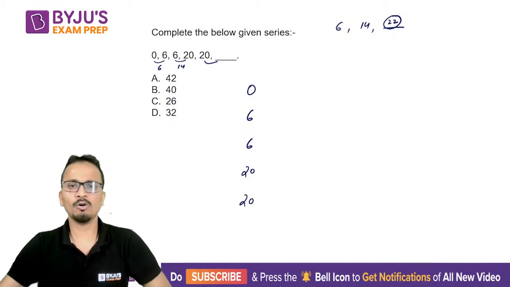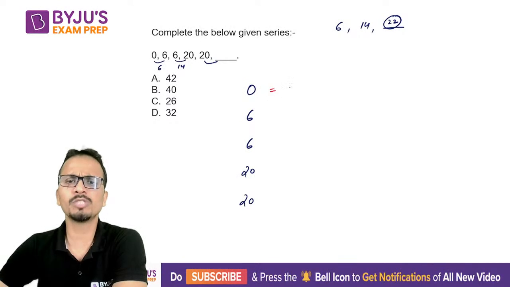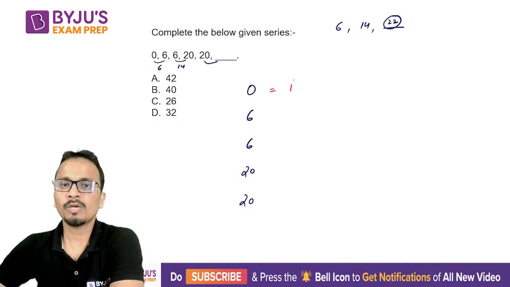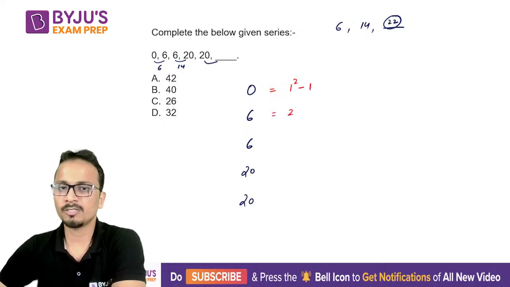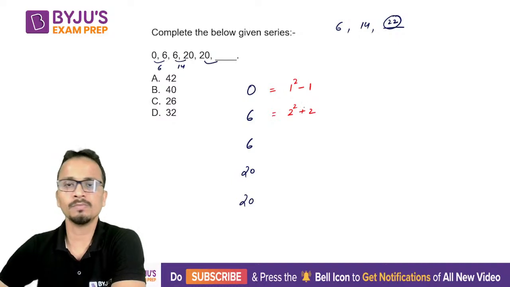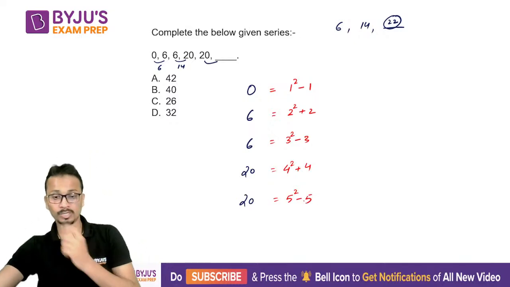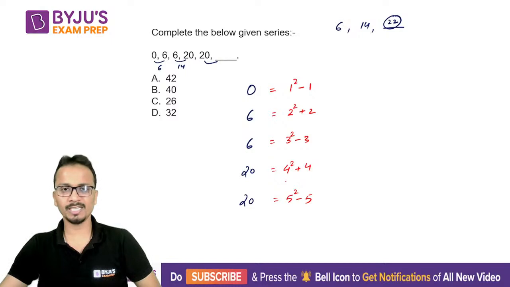Okay. Now, the logic that will be used here is a little difficult. 0 can be written as 1 square minus 1. Try to catch the logic. 2 square plus 2. 3 square minus 3. 4 square plus 4. 5 square minus 5. Alright, so this is the logic that I could see in this question.